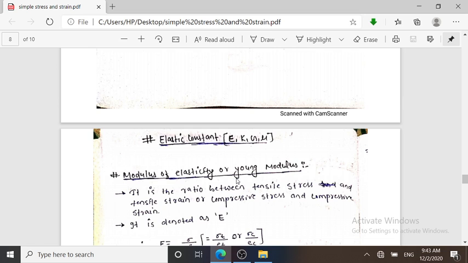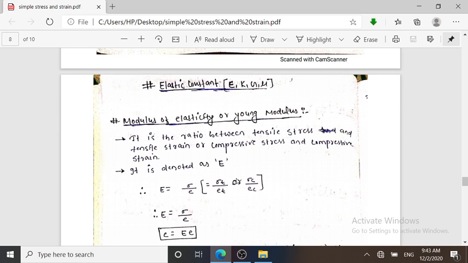Now we'll talk about the very important terms, elastic constants. It is very important from the university perspective and for competitive exams. There must be multiple choice questions asked related to these terms. So the elastic constants are E, K, G or mu.